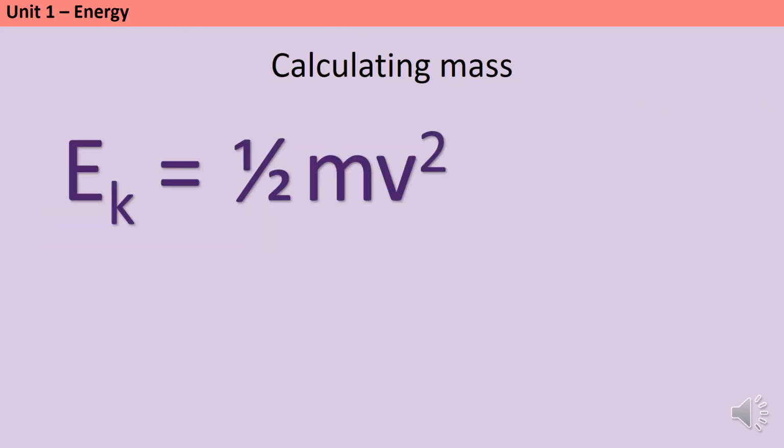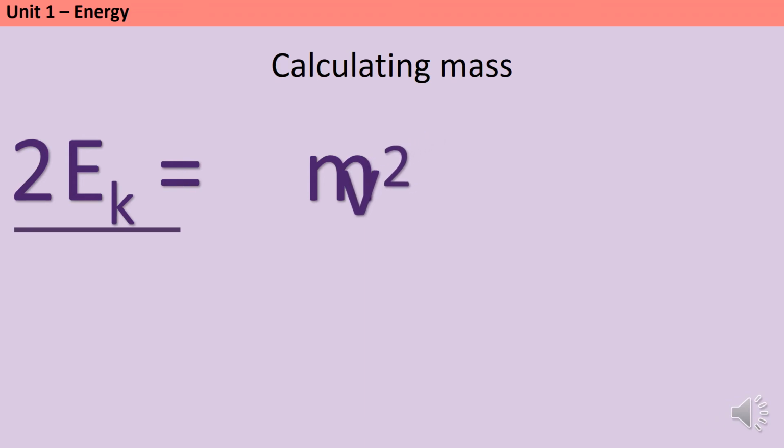By now, if you've been watching the rest of the energy series, you're used to this idea that we need to be able to rearrange all of these equations. So let's look at how we'd calculate mass using this equation. We want to get rid of the half, so we're going to double everything. 2 times kinetic energy is mv squared. Now we want to get rid of the v squared. Right now it's multiplying the mass, so to get rid of it we do the opposite of multiplying, which is divide. Whatever we do to the right side, we do to the left, so we divide that by v squared as well.